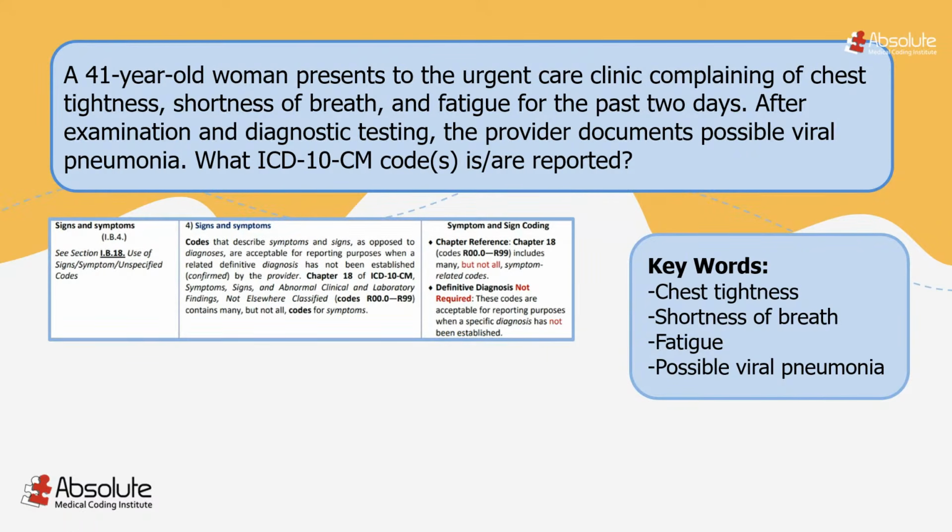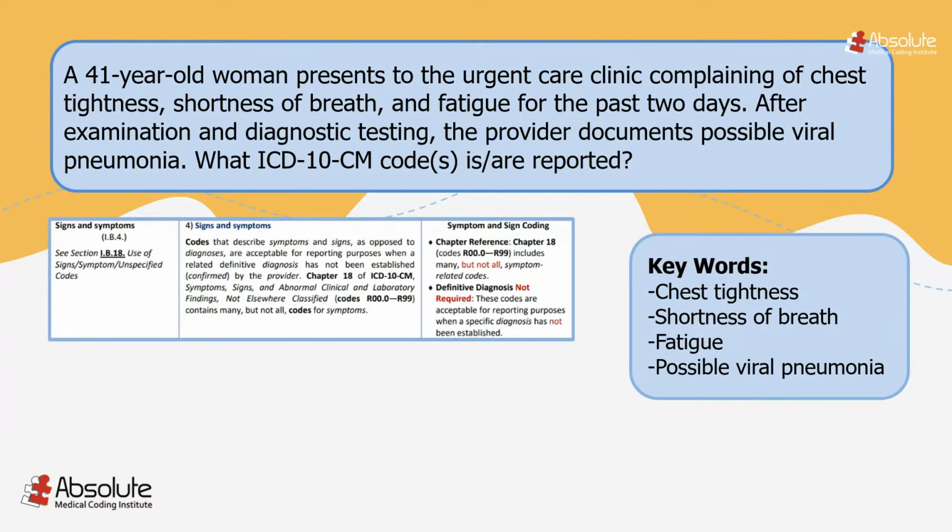So it says right here, codes that describe symptoms and signs as opposed to diagnosis are acceptable for reporting purposes when a related diagnosis has not been established or confirmed by the provider. So that's a really important part in this guideline, because if you look at our keywords right here and you look at the scenario, it says possible viral pneumonia. So because it says possible viral pneumonia, that means that it has not been confirmed, and that means that it is not a definitive diagnosis.